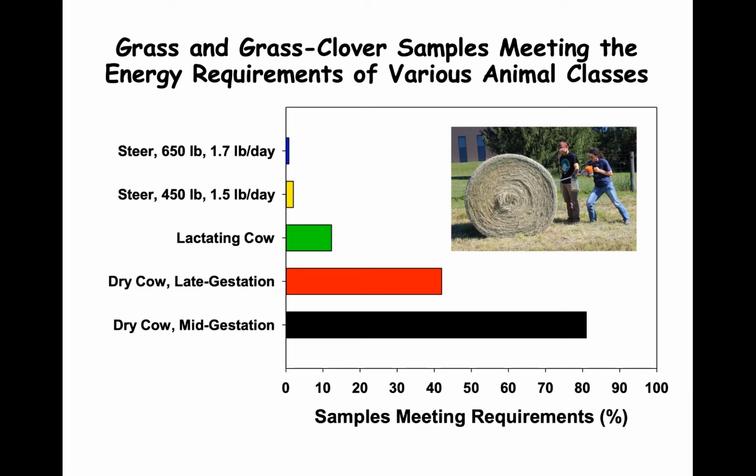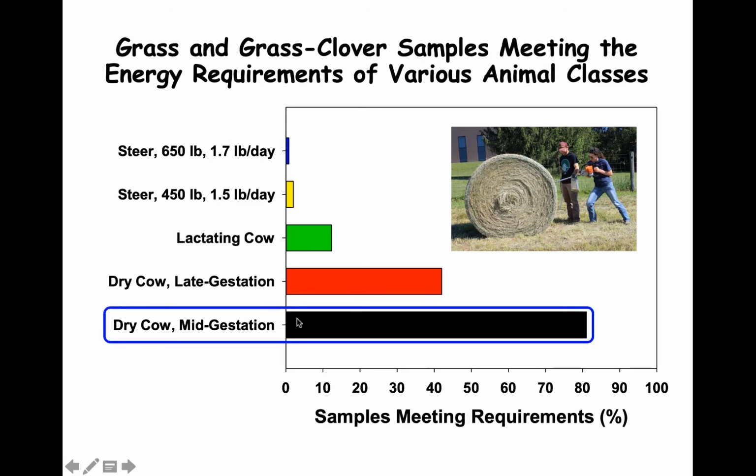So these are the results, and this is the percentage of grass and clover samples that are meeting the energy requirements of various animal classes. The percentage of samples meeting the requirements is on the x-axis, and these are different animal classes on the y-axis. So what I want to start out with and show you is the percentage of samples that meets the requirements of a dry cow mid-gestation. So this is when her energy requirements are going to be the lowest. And about 80% of the samples submitted would meet the requirements.